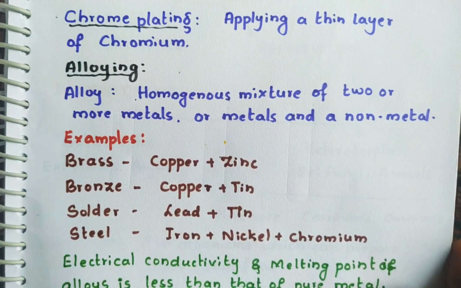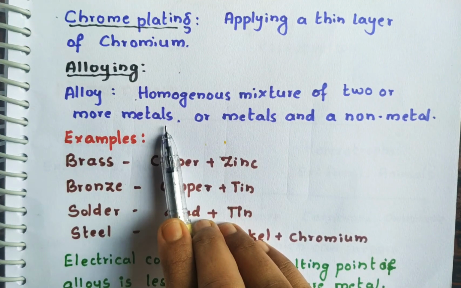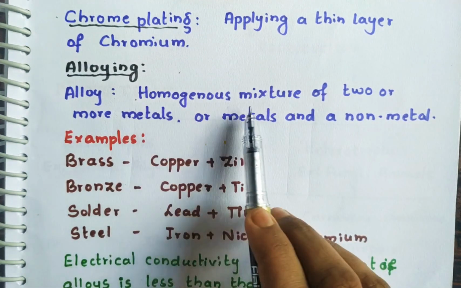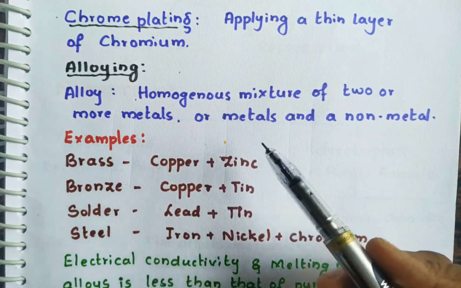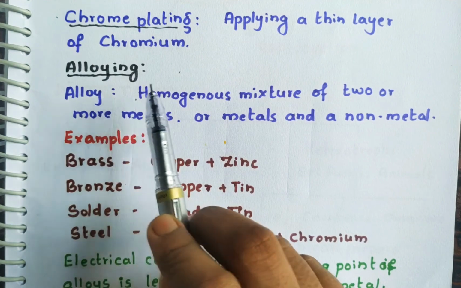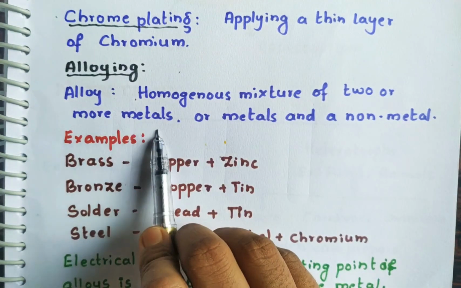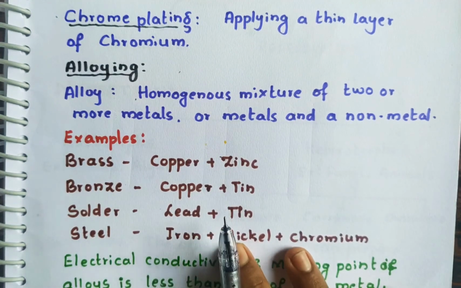So what are alloys? Alloys are homogeneous mixtures of two or more metals. Homogeneous means they are thoroughly mixed. Evenly, two or more metals evenly mixed is called an alloy. It may not be only the metals, we can also mix them with non-metals. Let us see a few examples for that.